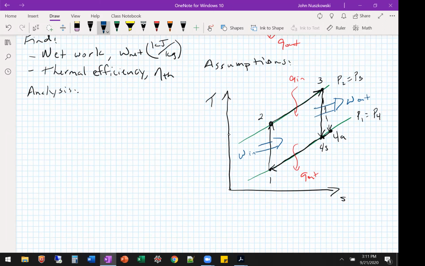All right. So if you have questions on the diagram, where do you want to start with the net work? Use the energy balance to get the work in and work out. Okay, so you want to do, let's do the work net is work out minus work in, okay?